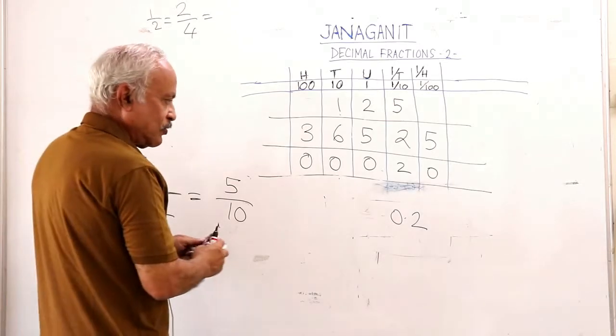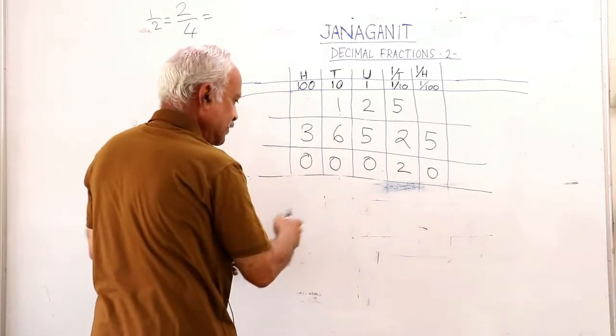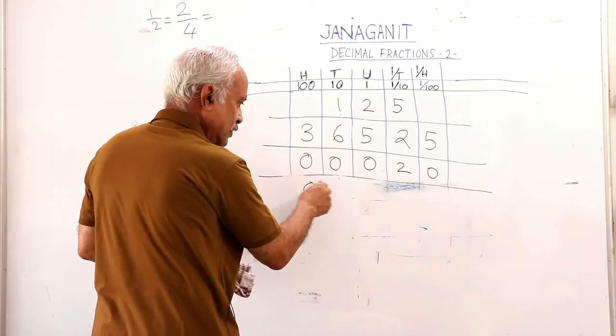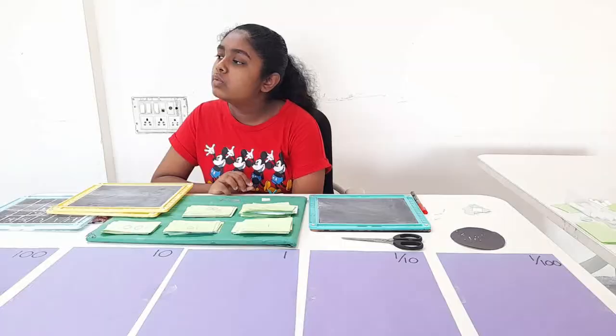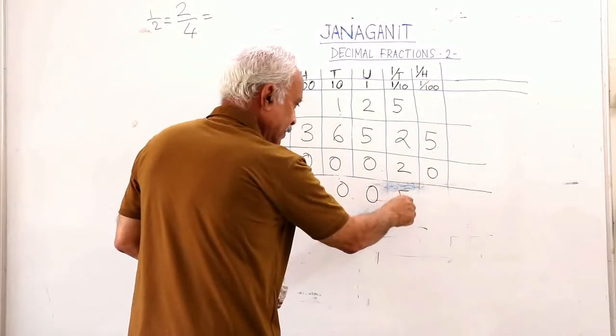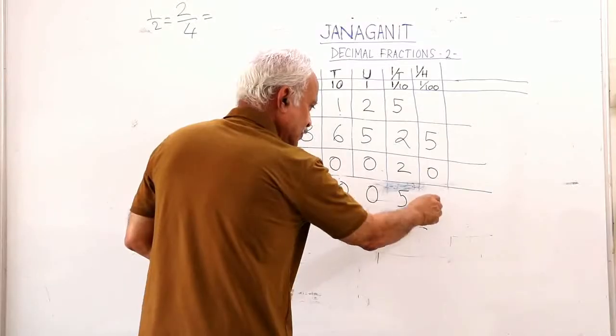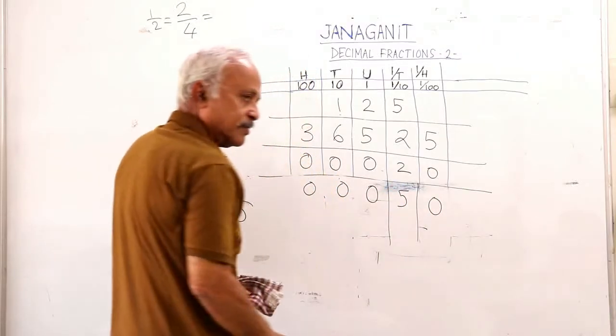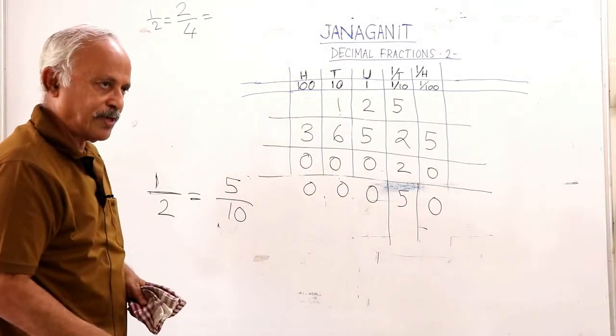And what do I write here? How many hundreds? 0. How many tens? 0. How many ones? 0. How many 1 by 10s? 5. How many 1 by hundreds? 0. Okay.